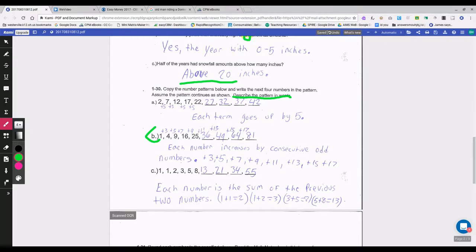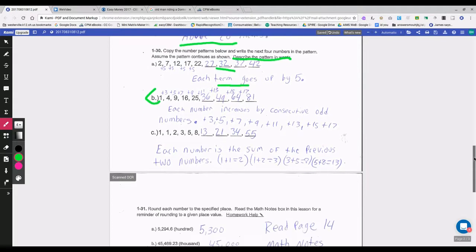As you see, I have the pattern right here, and I have a little thing describing it in words. So just don't forget to read the directions. That usually happens a lot in our class.